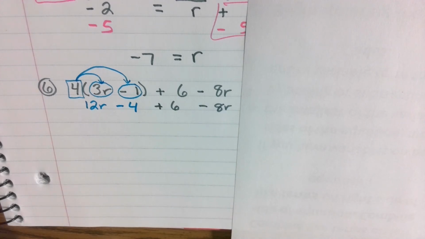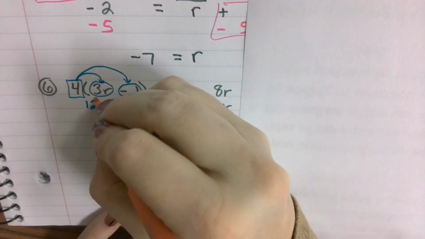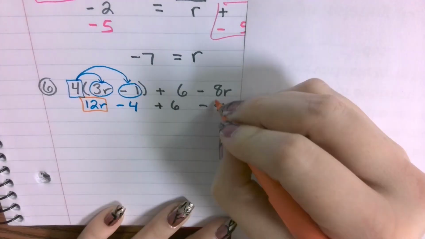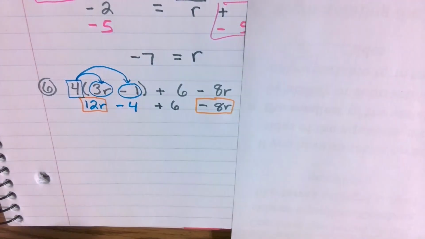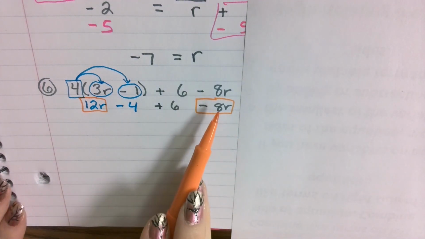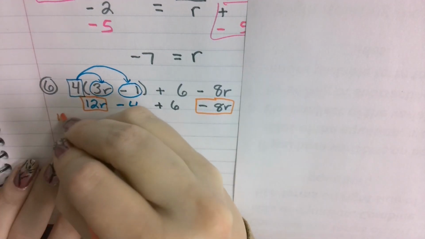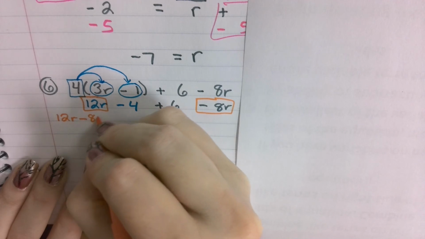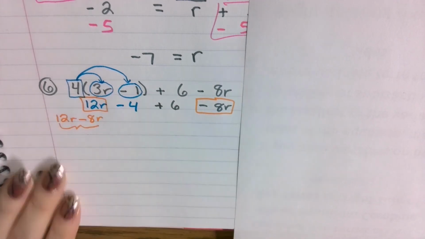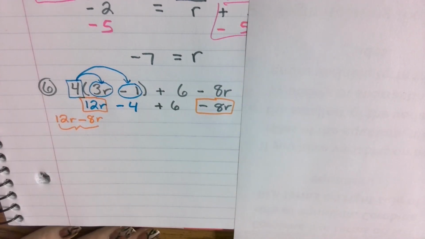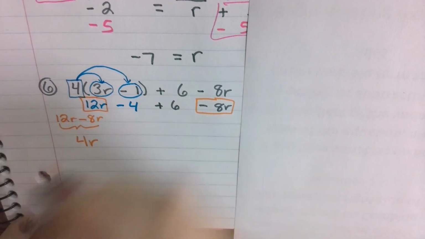Jair? 12r and negative 8r. Good. So 12r and negative 8r. Thank you for Jair for saying the negative part. Okay, we need to rewrite those side by side. 12r minus the 8r is going to give us what? What is 12 minus 8? 4. So we've got 4r here.